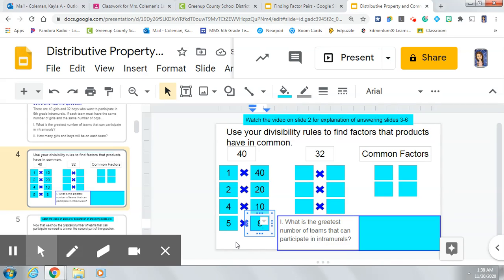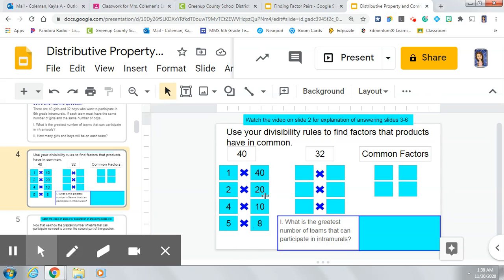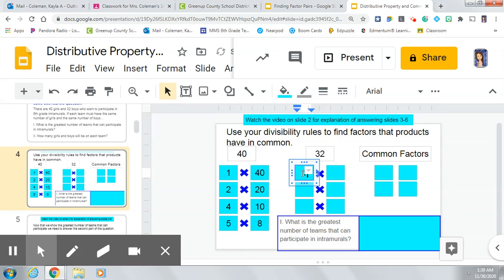Can't divide it by 6. We can't divide it by 7. We already have 8 down, so these are all the factor pairs of 40. I also have to do the same thing for 32. Okay, I can divide 32 by 1 because 1 times 32 is 32. I can divide 32 by 2.